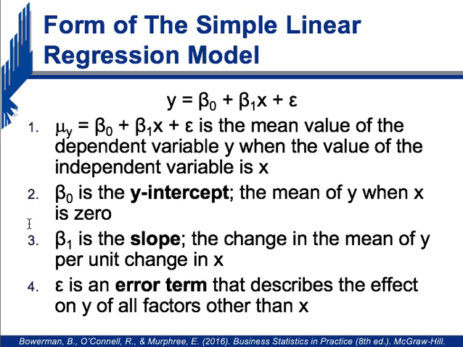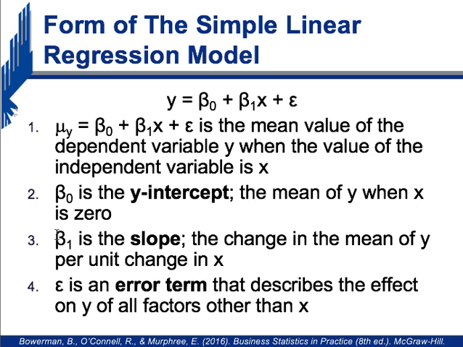Number 2, beta sub 0 is the y-intercept, the mean of y when x is equal to 0. So the linear regression model follows a slope-intercept form, and beta sub 0 is just the y-intercept of that line that we can construct using simple linear regression. Number 3, beta sub 1 is the slope. So this refers to the change in the mean of y per unit change in x. So as x changes, the corresponding change in the value of y is equal to beta sub 1.